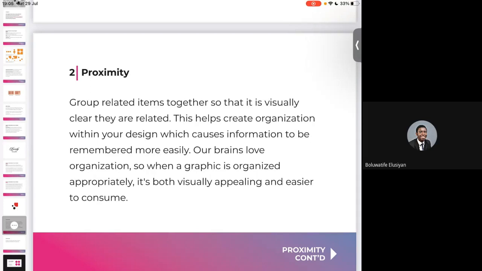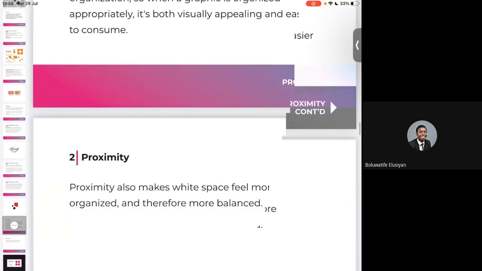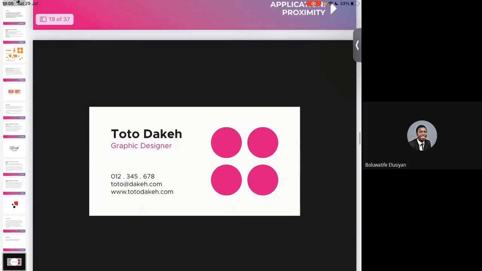The important point in saying all these things is so that when we look at other designs, we can understand why they work, and then we can appreciate them and probably replicate them in our own designs also. So now look at this. This is a business card. I think we don't have to talk too much on this.